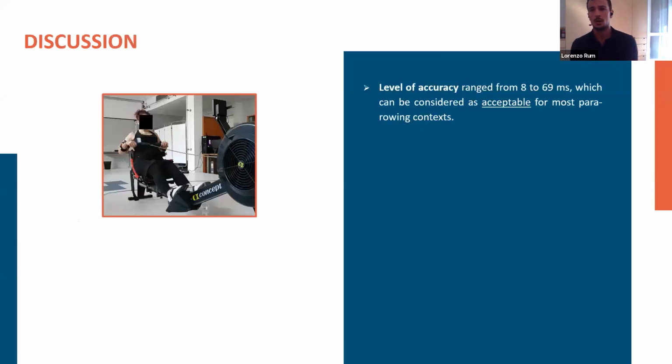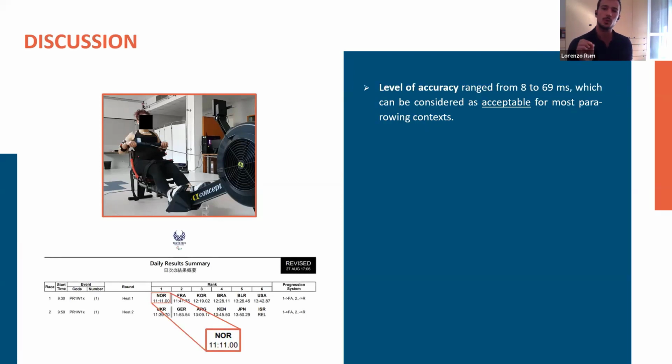Discussing these results, the proposed methodology showed a level of accuracy that ranged from 8 to 69 milliseconds, which can be considered acceptable for most para-rowing contexts. In fact, if we look at the latest results in para-rowing during the last Paralympic competition, the accuracy in measuring the total race time, which is the main performance outcome in this sport, is on the order of a tenth of a second, and still differences between a gold and silver medal are even of about a few seconds.